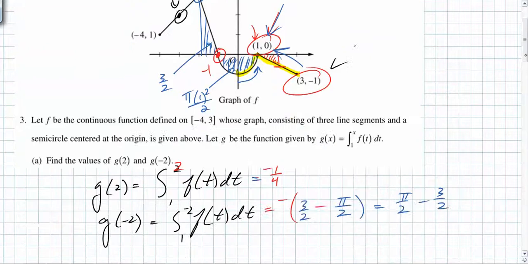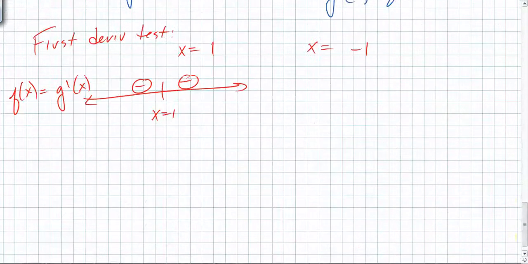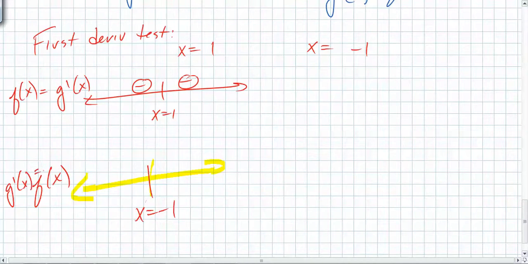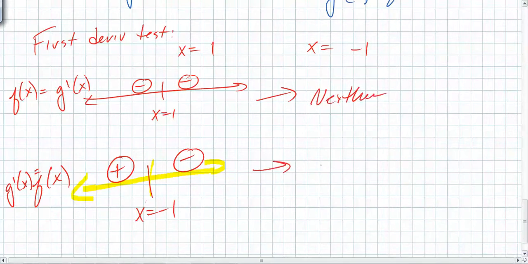What happens at -1? At x equals -1, this is, again, f of x, because g prime of x is equal to that. To the left of -1, it is positive, and to the right, it's negative. So what does this mean? It goes from positive to negative, so it's a maximum. That's interesting.